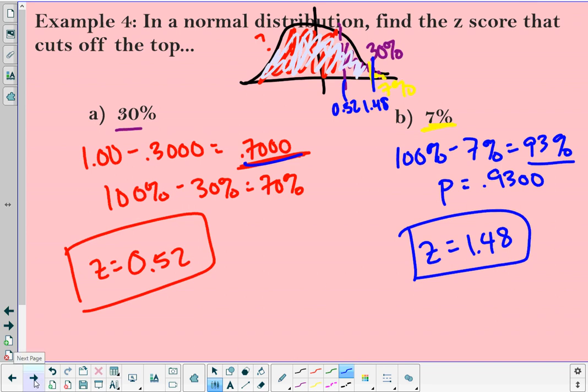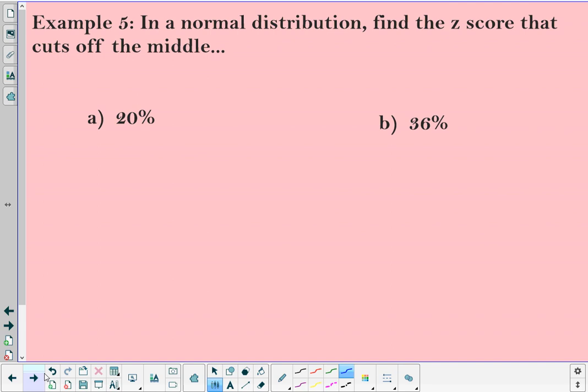Okay, now here's where life gets a little bit tricky. In example 5, it says in a normal distribution, find the z-scores that cut off the middle. So here's where we have to do a little more work to figure out what we're looking for. You're going to have two z-scores here. That should be z-scores plural, and I'm sorry that doesn't say that. Find the z-scores that cut off the middle 20%.